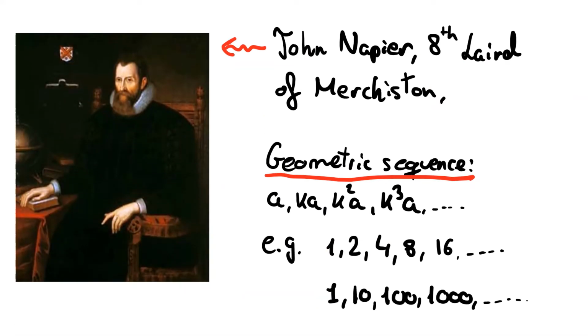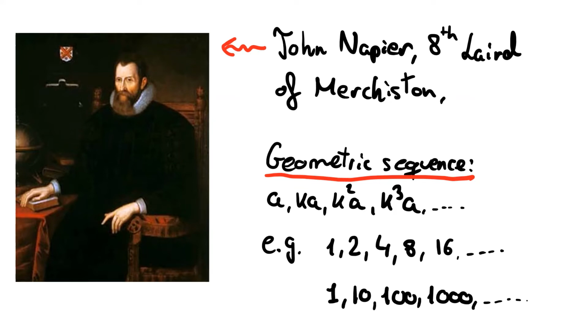Logarithms appear for the first time in the work of the Scottish mathematician John Napier, 8th Laird of Merchiston, in 1614, and soon became very popular among big merchants and accountants for their utility as a tool to simplify big operations, as we will see in a moment. Consider a geometric sequence, that is, an infinite set of numbers in which each term is k times the previous one. For example, 1, 2, 4, 8, 16, 32, etc.